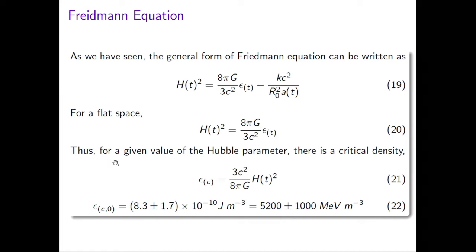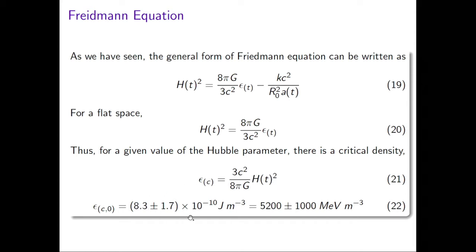So for a given value of the Hubble parameter, there is a critical density. The critical density is nothing but the minimum amount of density that the universe should possess. So the critical energy density, if we take all the terms to the right hand side except for the energy density, is equal to 3c square by 8 pi G times H of t square.